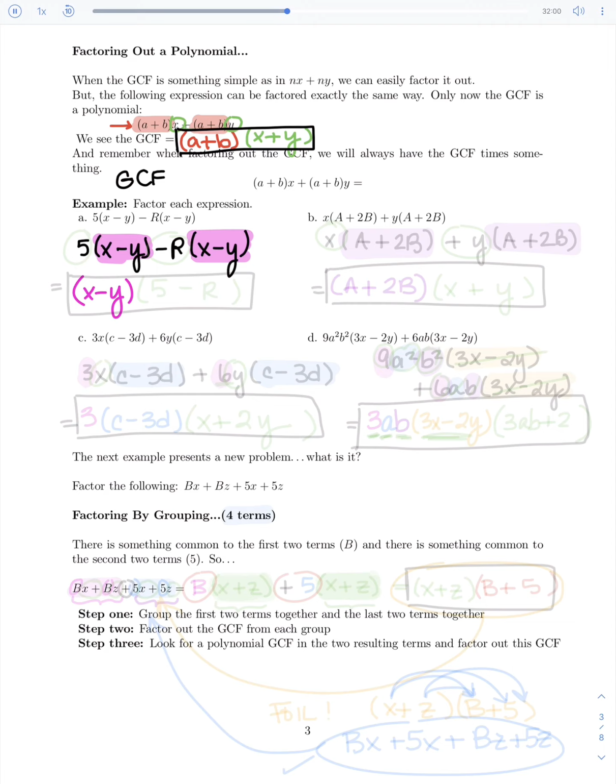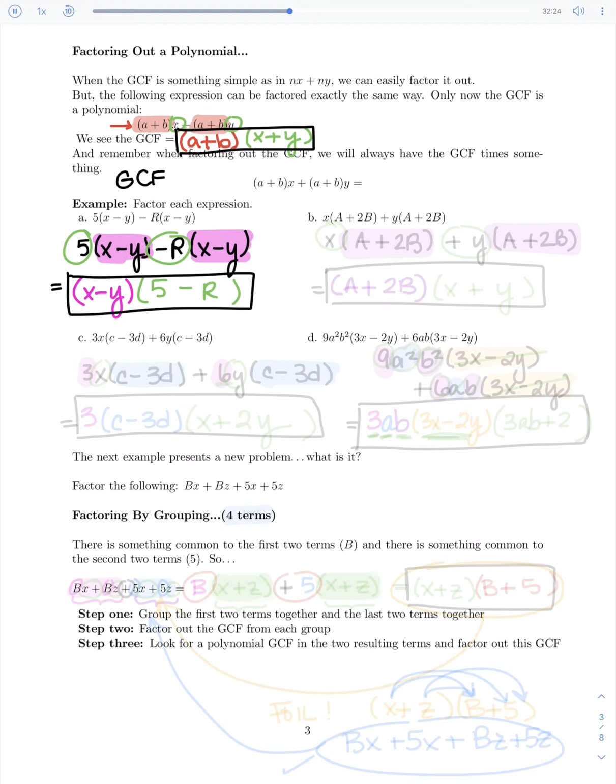Then the question is, what's going to be left over after we pull out the x minus y from both pieces? They'll go inside of their own set of parentheses. Well, what'll be left over inside of those parentheses is the 5 minus r. But that's it. We are done. That's our final answer and how exactly we would type it into MyMathLab.